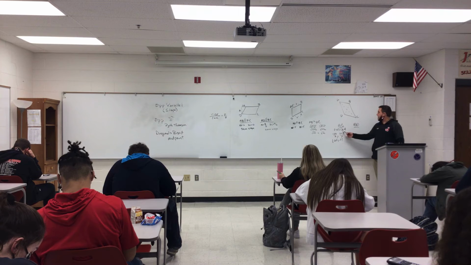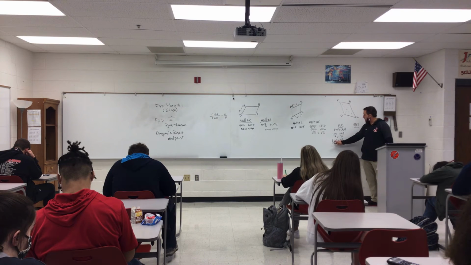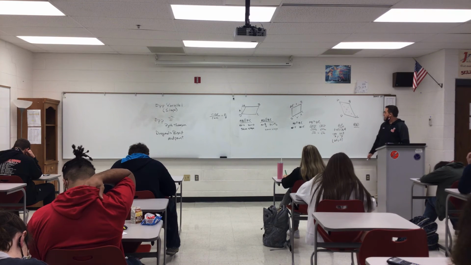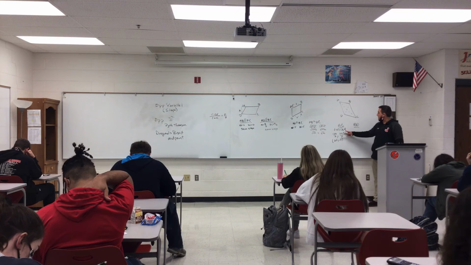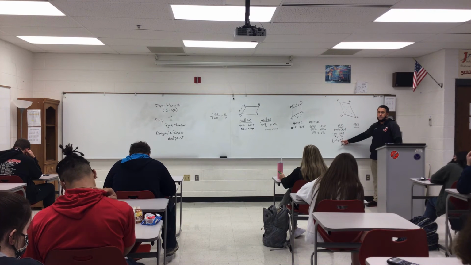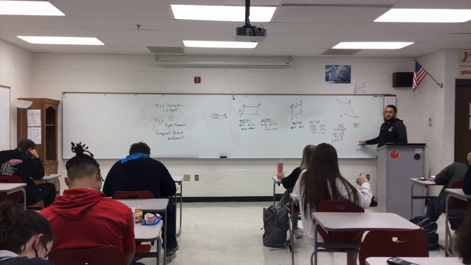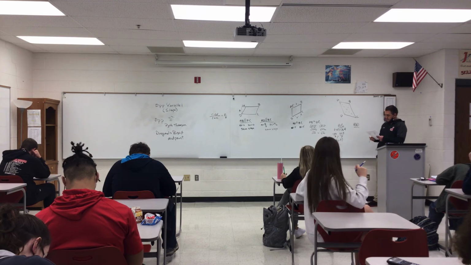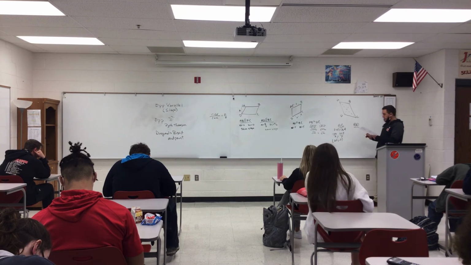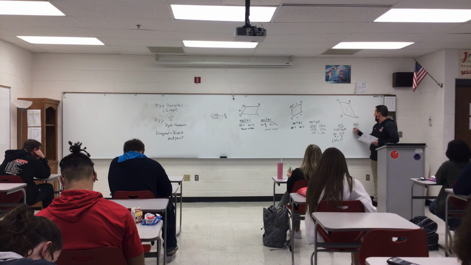So -1 plus 6 is 5. 5 divided by 2 is 2.5. I don't know why I put a negative, sorry. Okay, 5 plus -4 is 1, 1 divided by 2 is 0.5. So if they bisect each other, when we do that over here, we should get the same answer. Everybody good so far?